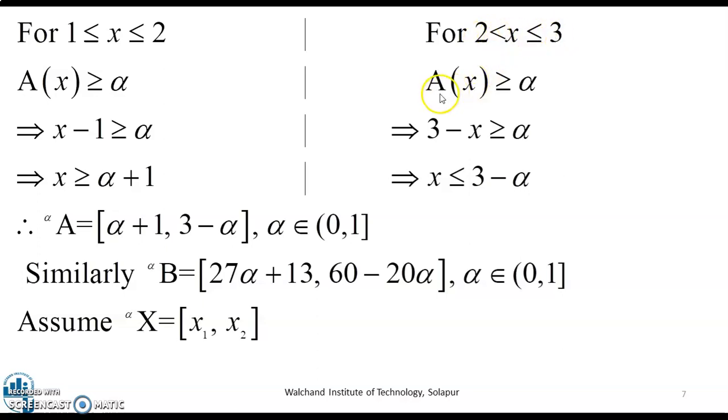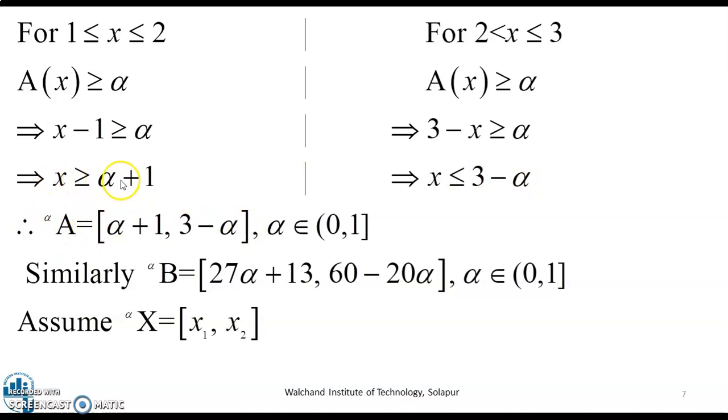In this range, considering this restriction, and then in this range A of x is defined like 3 minus x greater than or equal to alpha, and writing the restriction for x, we get it as x less than or equal to 3 minus alpha. Therefore, alpha cut of A is equal to the closed interval.